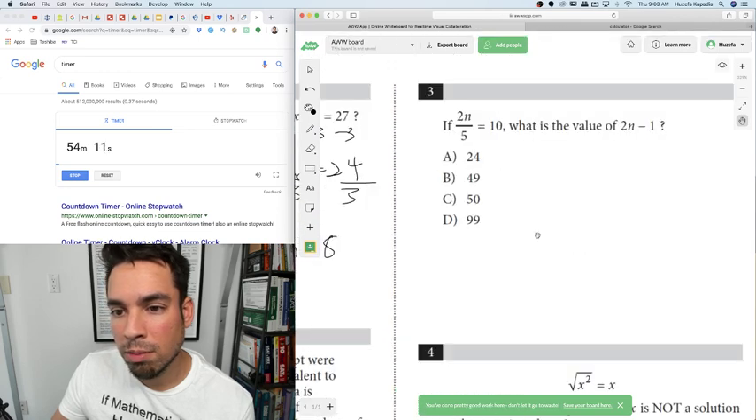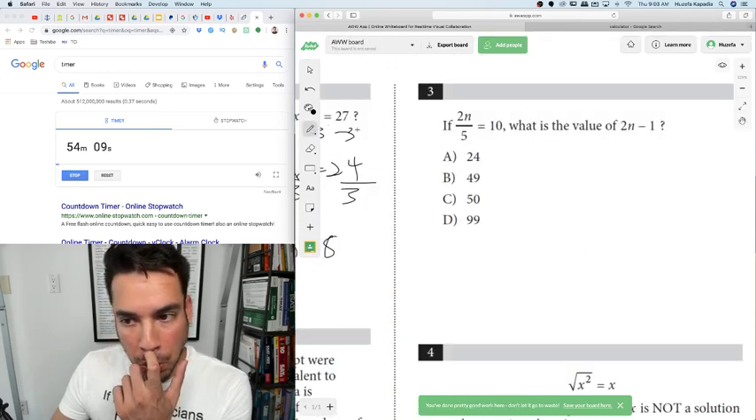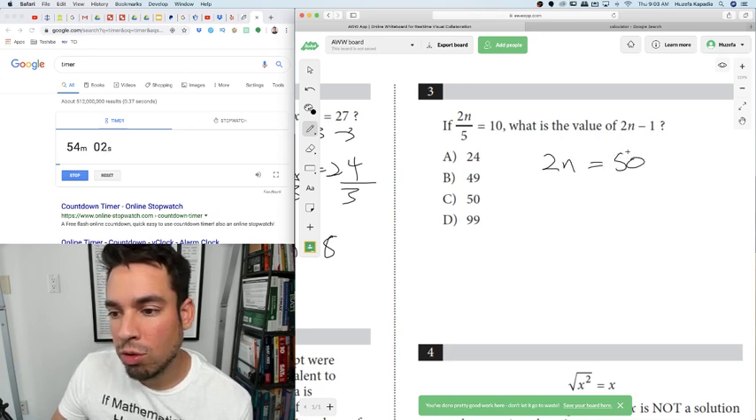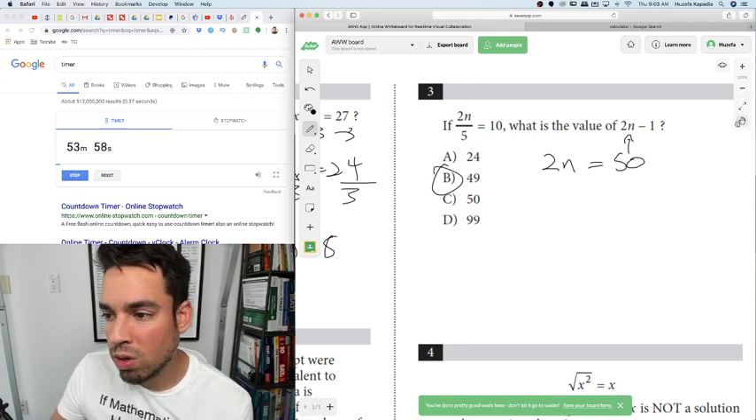All right, number 3. If 2n equals this, what is the value of 2n minus 1? Okay, so I'm going to multiply both sides by 5. So 2n equals 50. And then right off the bat, if 2n equals 50, just plug it in. We don't have to solve for n. Plug it in right there. 50 minus 1 is 49.